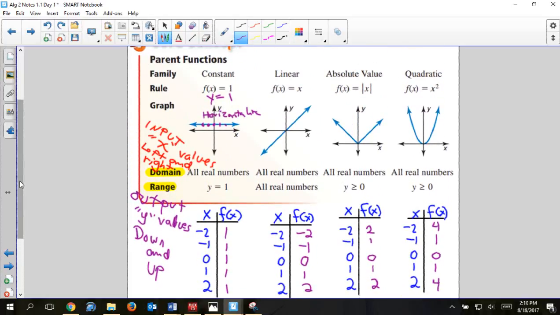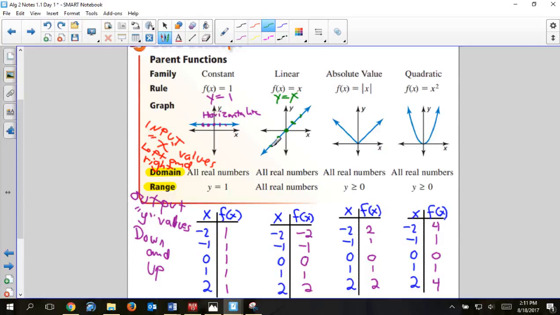So the next parent function is from the linear family. The linear family starts with the parent f of x equals x. That's the parent function. F of x equals x, same thing as y equals x. And the linear family are lines other than horizontal or vertical. It's all the ones in between the horizontal and vertical. You can see here the parent function goes exactly in the middle of the x and y axis.